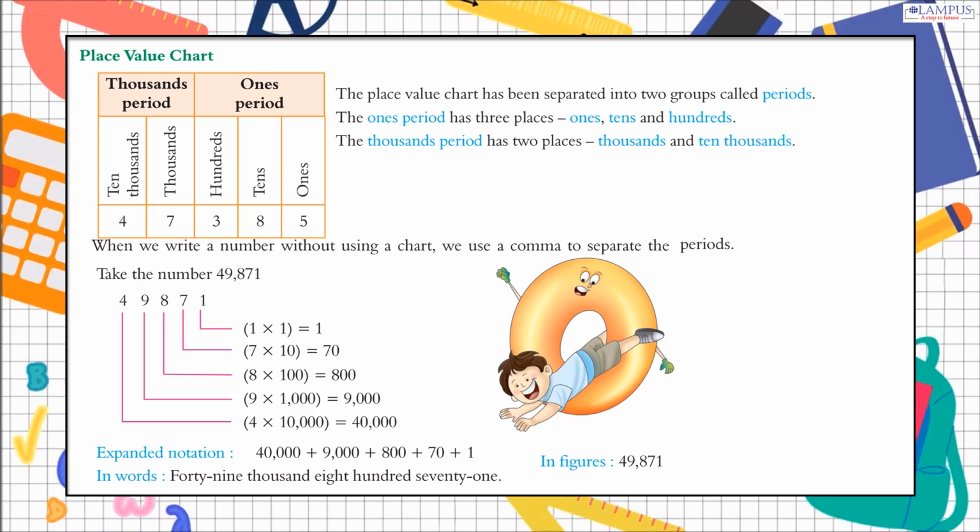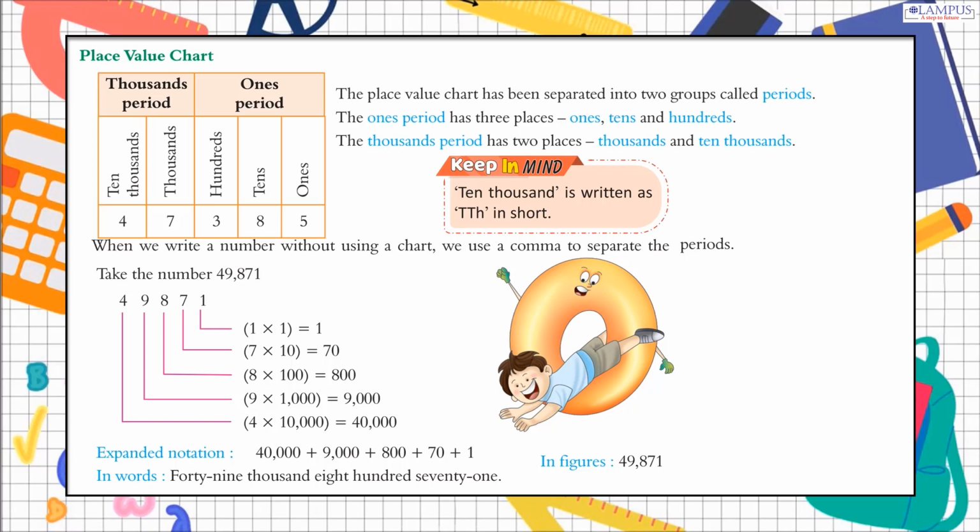Place value chart. Ones period, thousands period. Ones, 5, tens, 8, hundreds, 3, thousands, 4, 10,000s, 7. The place value chart has been separated into two groups called periods. The ones period has 3 places, ones, tens and hundreds. The thousands period has 2 places, thousands and 10,000s. Keep in mind, 10,000 is written as TTH in short. When we write a number without using a chart, we use a comma to separate the periods.